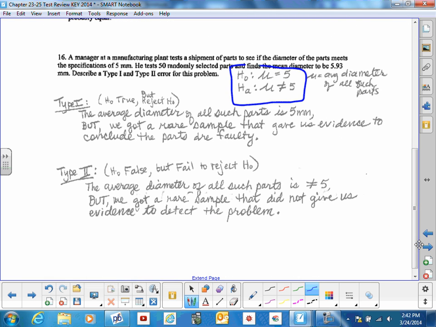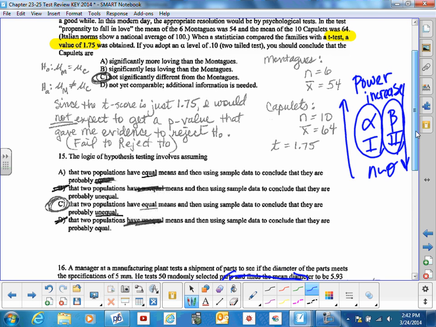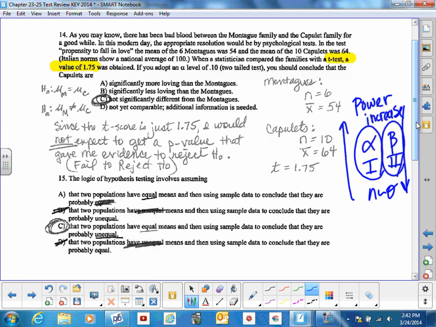I don't see how you can do these problems without thinking about what the hypothesis statements are. So be aware that you might have to envision what these hypothesis statements are, even if it's not specifically asking you to state those. For example, on this Montague and Capulet problem, I determined that the null hypothesis is probably that the average for the Montagues is the same as the average for the Capulets, and then it's asking for a difference, so the alternative would be two-tailed.